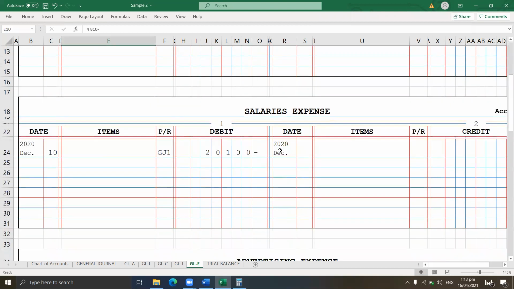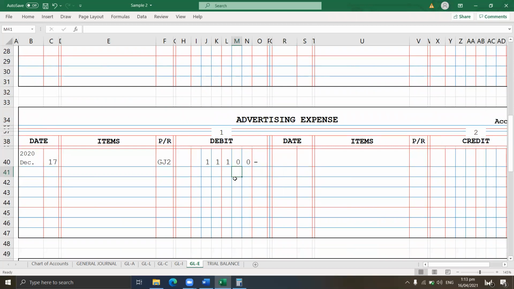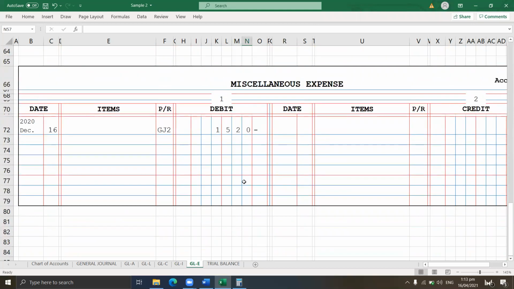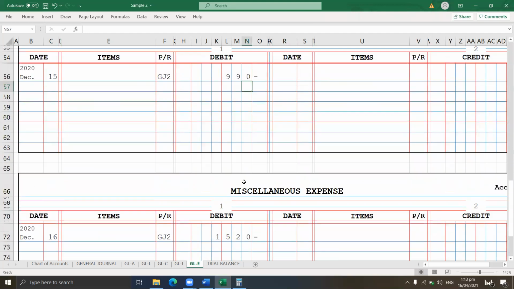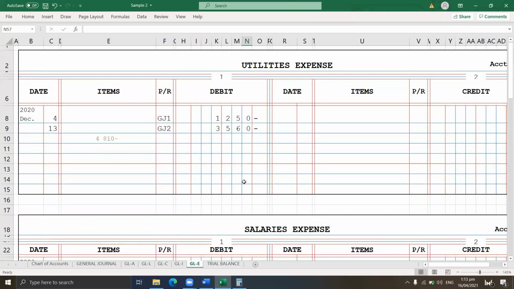Next for the salaries expense, isa lang naman. So hayaan na natin, 20,100. Then for the advertising expense, isa lang naman, 11,100. Transportation, isa lang din, 990. And the miscellaneous is 1,520. Okay? So I think we're done with getting the balances of each of our accounts. So you are now ready to prepare the trial balance.